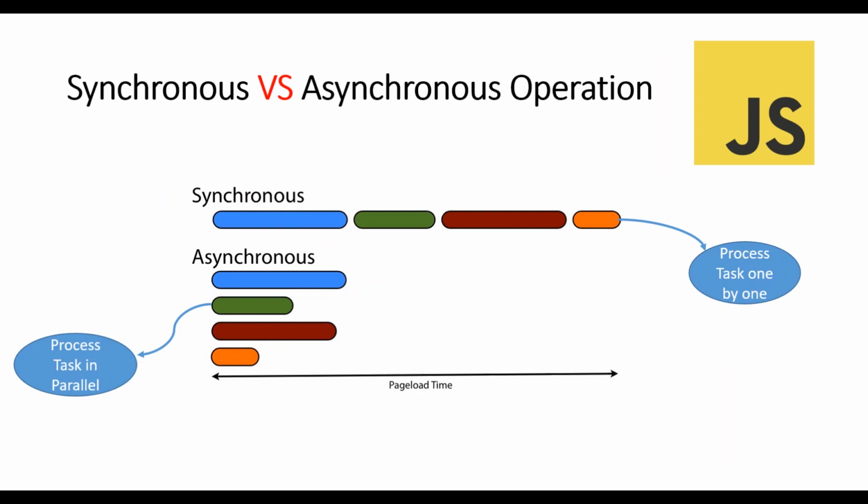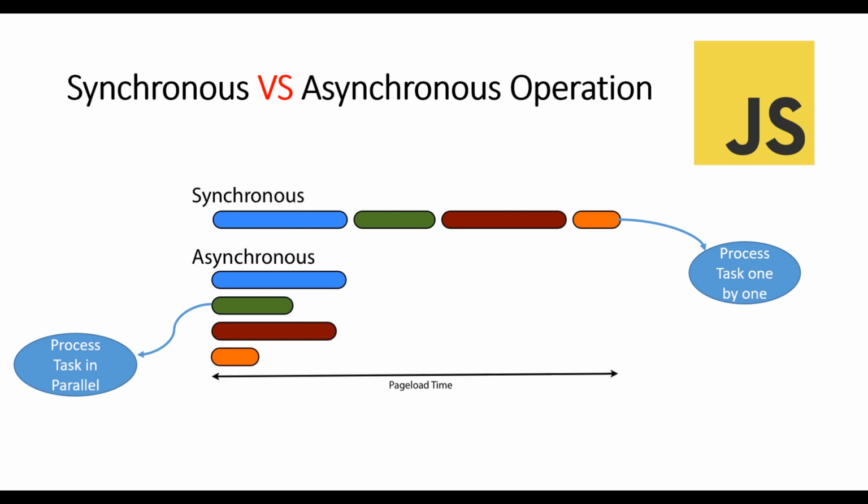Here, as you can see on the photo, we have synchronous versus asynchronous operation. A synchronous operation is an operation that processes tasks one by one. It means it executes tasks linearly from the beginning to the end, whereas an asynchronous operation doesn't execute tasks one by one, but executes them in parallel.